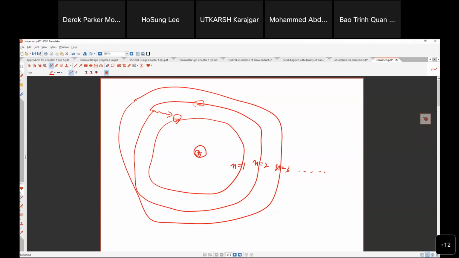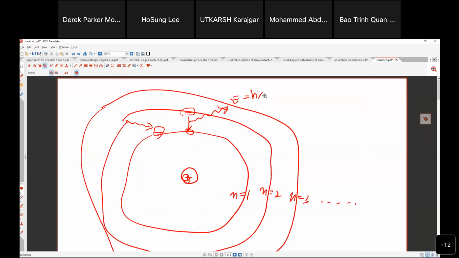What is interesting is that once it goes to a higher level, sometimes it can come back to a lower level, and then the energy, the frequency, the exact energy is emitted when it goes back to the lower level quantum number.